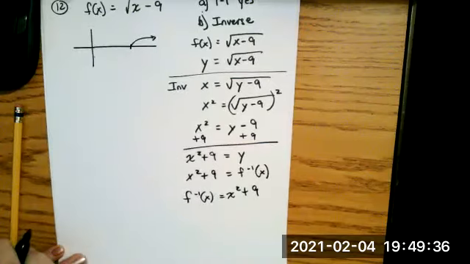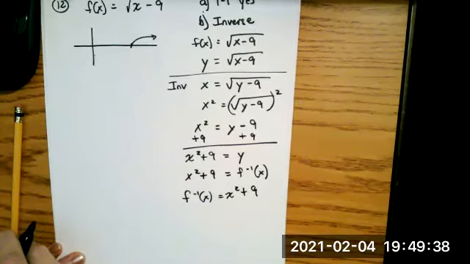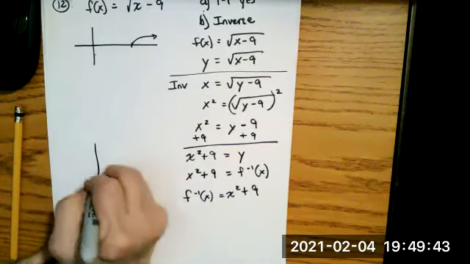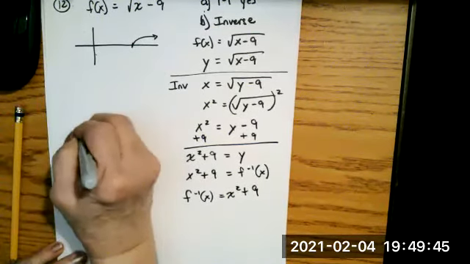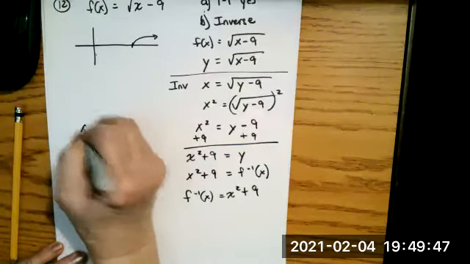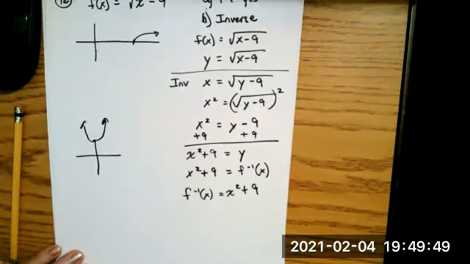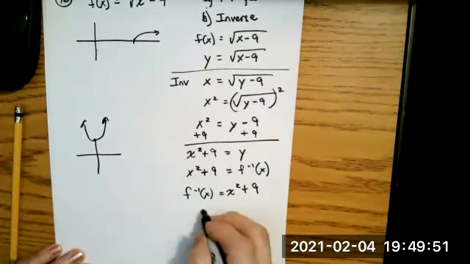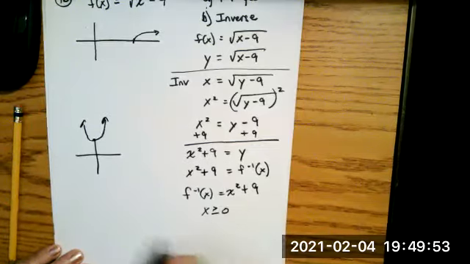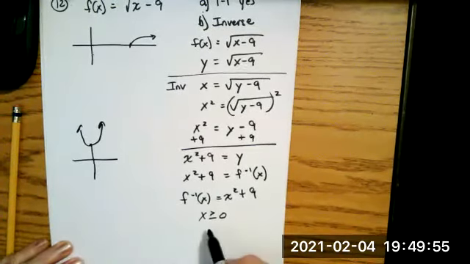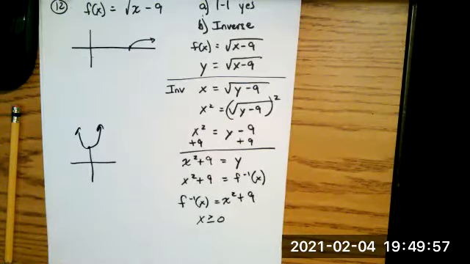Now, because it is a parabola and it's going to have both of those little curves, in fact it looks like this. It's plus 9, so it's up here at 9. Looks like that. I don't want all of it. I want to restrict it to x is greater than or equal to 0. And I think they ask for the restriction on it when they ask for it. You have to restrict it so it's got to be 1 to 1.